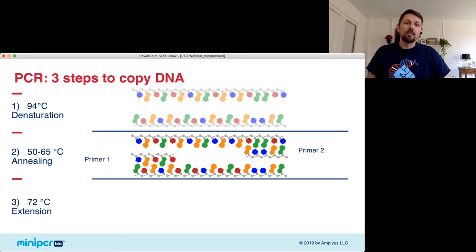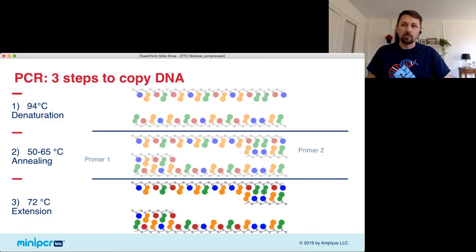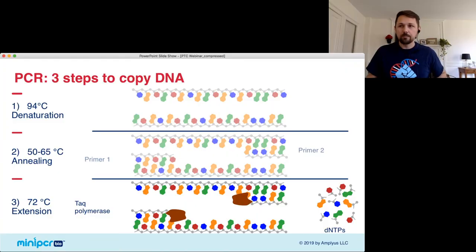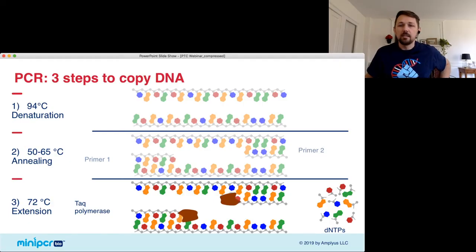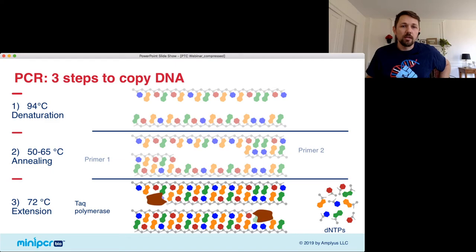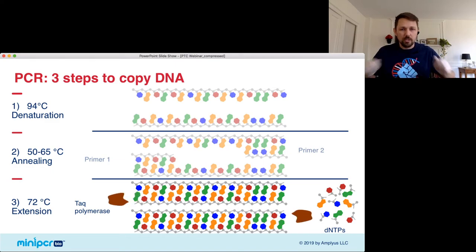we have the Taq polymerase. And the Taq polymerase is this molecule here. And that is an enzyme that's going to find ends of DNA like our primer, and it's going to copy them. And it's going to do that by taking the dNTPs that you see out there. It's going to take all the dNTPs in solution, and it's going to lay them down and make a new strand. So we just went from one strand of DNA to two.